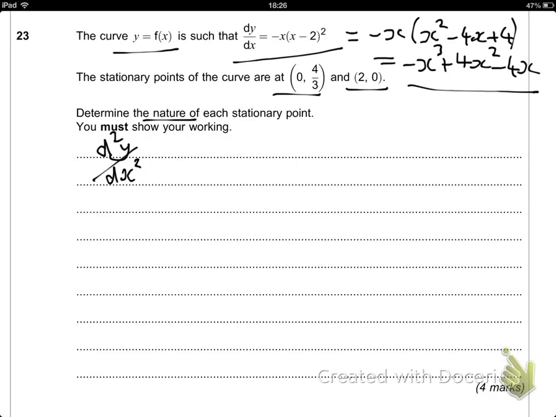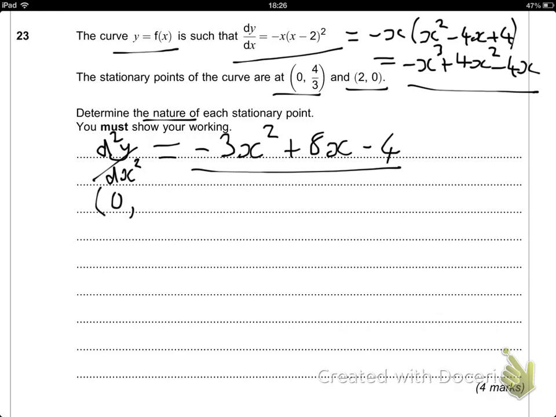So what we need to do now is differentiate it again. So minus x cubed becomes minus 3x squared plus 8x minus 4. Now that is the second differential. So all we've got to do is put our stationary points through. So if you start with the first stationary point, that should tell you that x is 0.